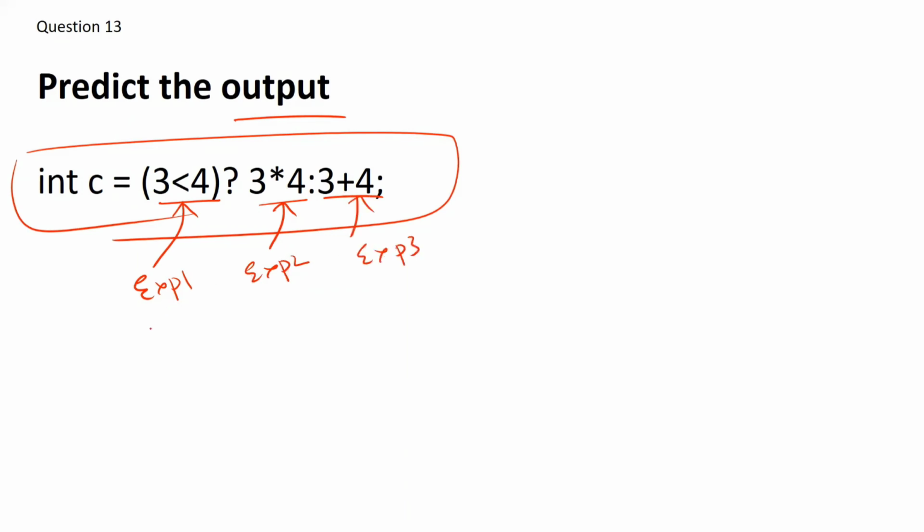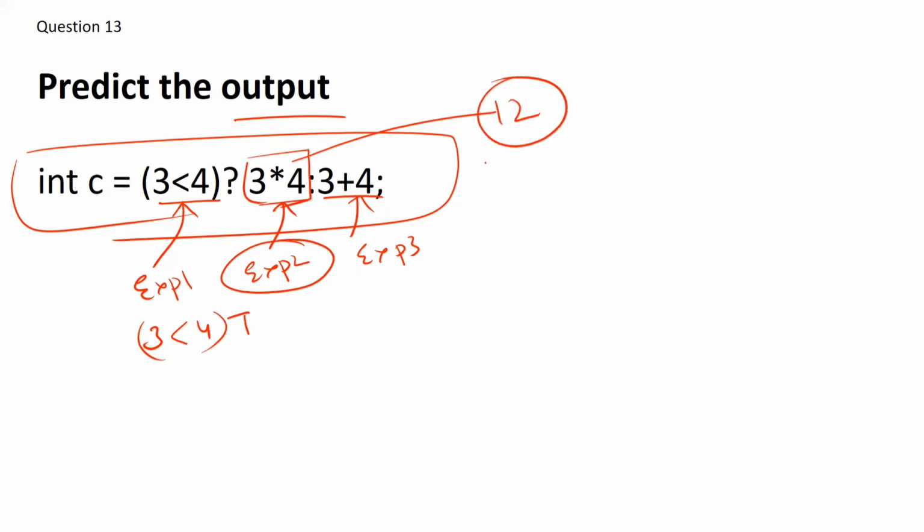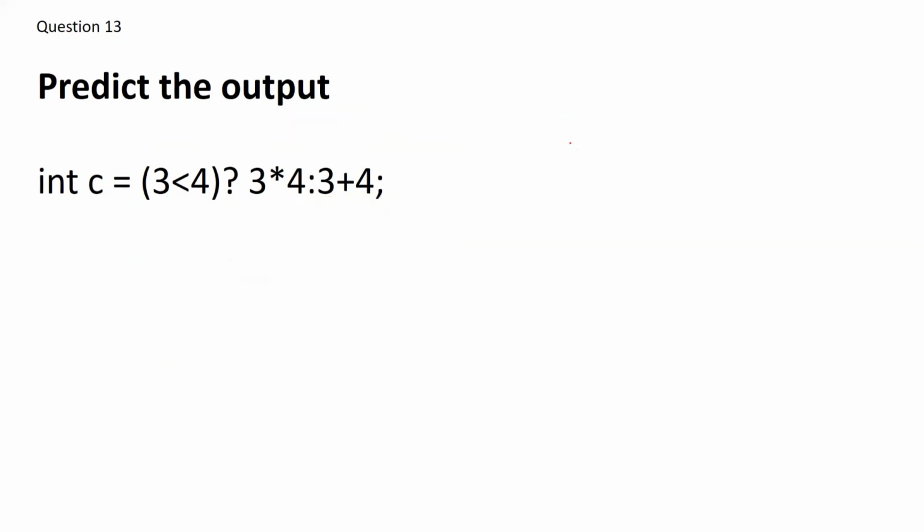So let us check the condition here. They have mentioned 3 less than 4. So this condition becomes true. As the condition becomes true, expression 2 will be evaluated. And what is expression 2? 3 into 4. So 3 into 4 will be 12. So the output of this particular question is 12.